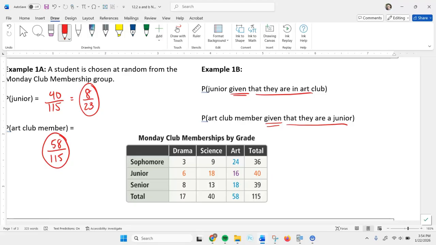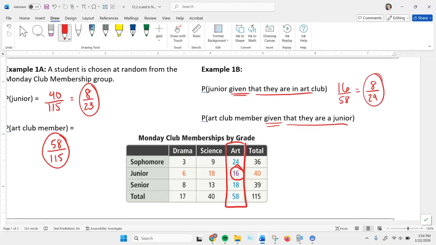our probability. Because in this first one, when it says, what's the probability that it's a junior given that they are in art club? That means instead of looking at this entire table, we're looking at just this column. So in that column, there are a total of 58 students that are in art club. And out of those 58 students, 16 are juniors. And if we reduce that, we get 8 over 29.